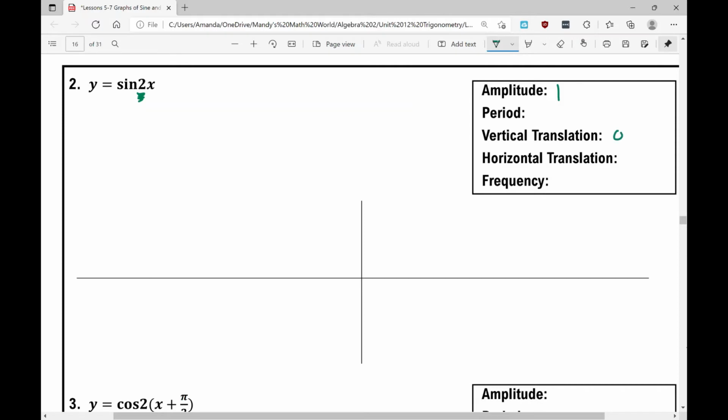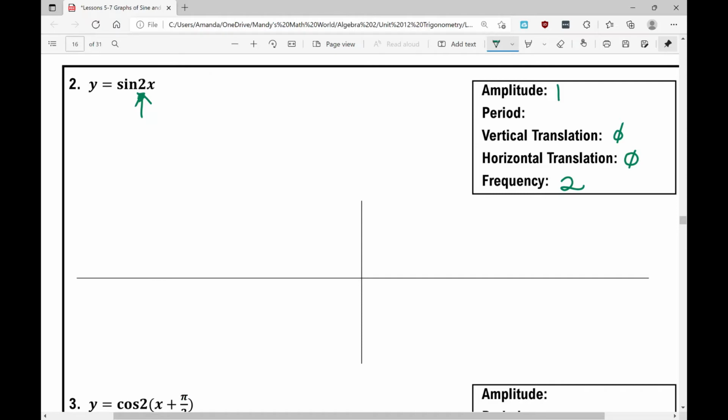There's no vertical translation. There's no horizontal translation. The frequency is this value of 2. That is the frequency. And remember, the frequency is the number of cycles the function completes in a given interval. An interval is generally 2 pi.